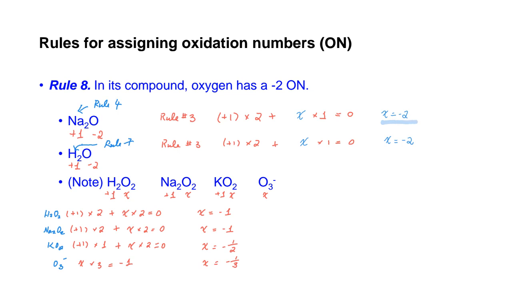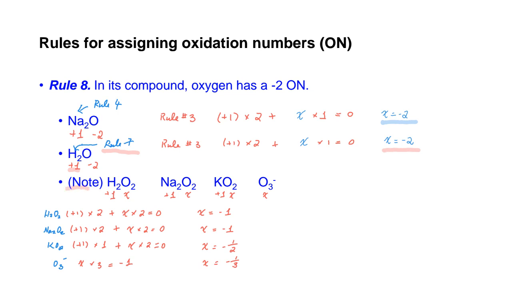And in the case of water, according to rule number 7, the oxidation number of hydrogen is +1. So if you try to determine the oxidation number of oxygen in this case, that is -2.